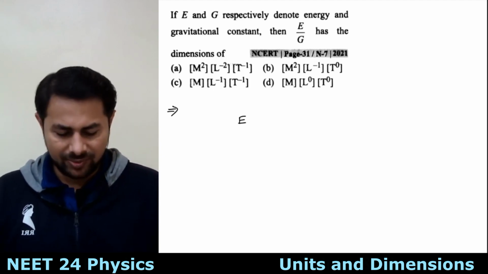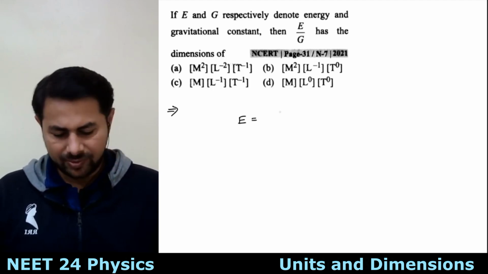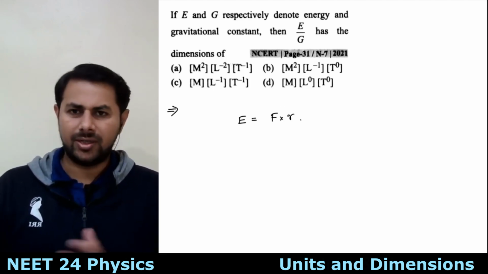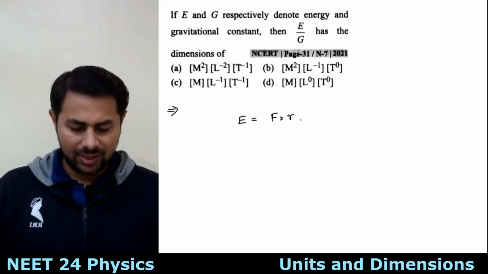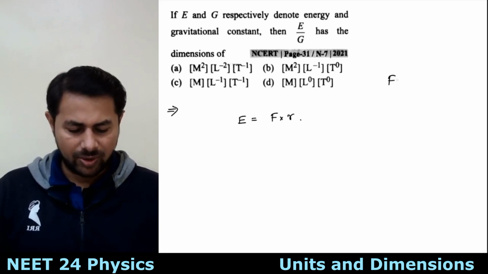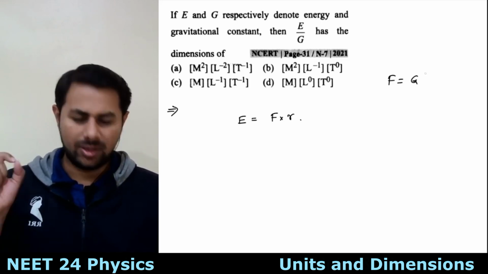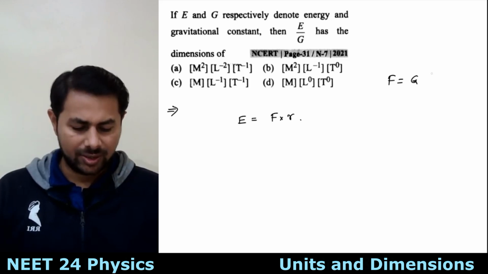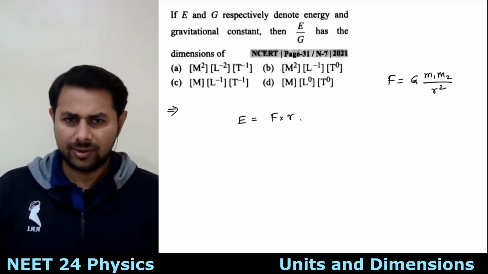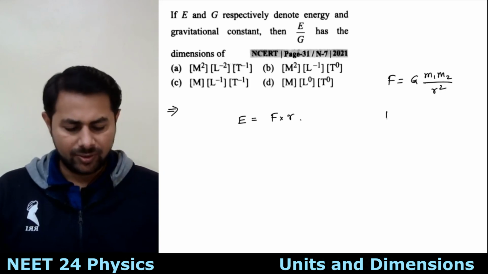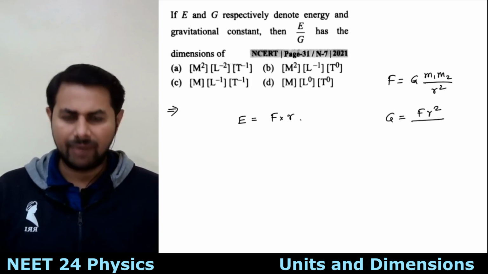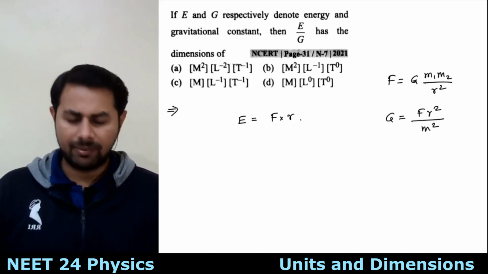So E is energy. Energy can be written as what? You can write it as force into displacement. Work done is equal to energy, you can say. It can be written as force into displacement, and you have formula for gravitational constant. The gravitational force is given by G into M1 M2 by R square. So what you can do is G can be written as FR square by M1 M2. So what is M1 M2? You can say M square.